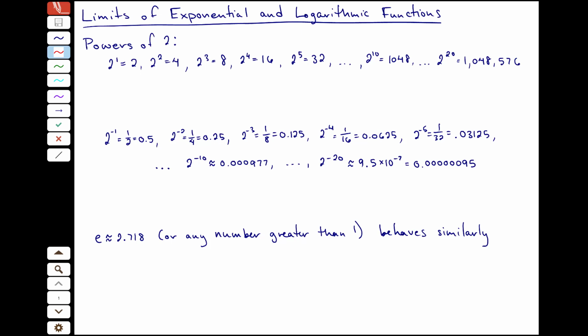Hi, this is Dr. Goldstein, and today I'm talking about limits of exponential and logarithmic functions. So let's start with exponential functions, and in order to do this, I want to start by talking about powers of 2.